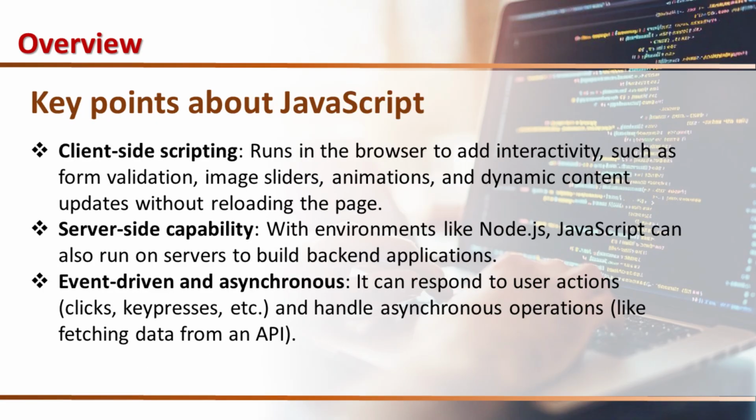JavaScript can be used for client-side scripting, running in the browser to add interactivity such as form validation, image sliders, animations, and dynamic content updates without reloading the page. With server-side environments like Node.js, JavaScript can also run on servers to build backend applications. Additionally, it is event-driven and asynchronous, allowing it to respond to user actions like clicks or key presses and handle asynchronous operations, such as fetching data from an API.